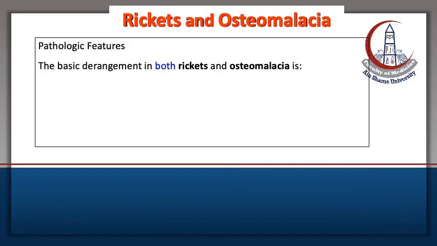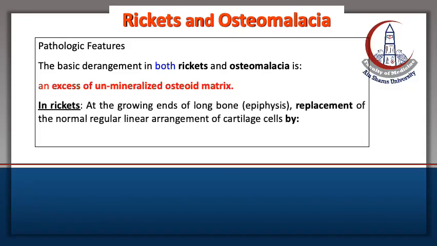Pathologic features of Rickets and osteomalacia is the presence of excessive unmineralized osteoid matrix. In Rickets, there are growing ends which are incompletely mineralized. Thus, there is a replacement of normal regular linear arrangement by abnormal proliferating disorganized cartilage.